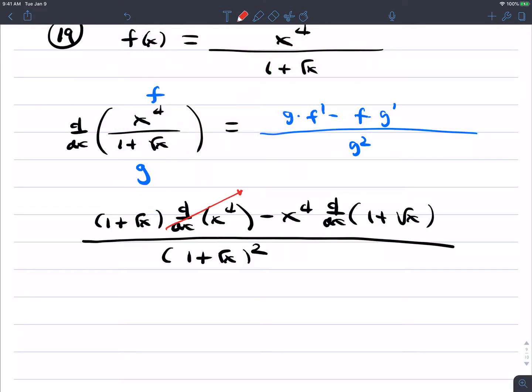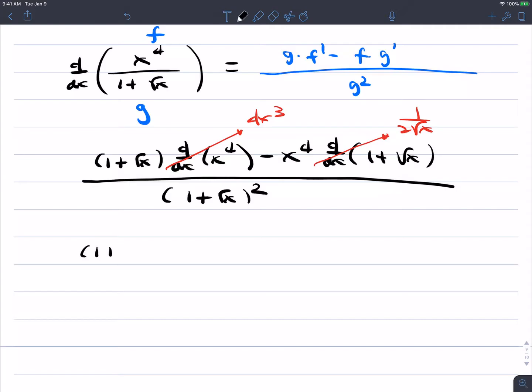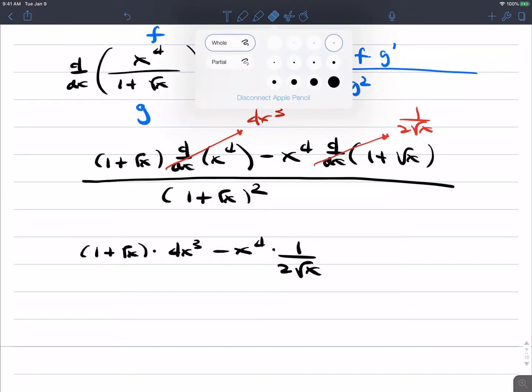So here's what you get. 4x cubed, 1 over 2 times the square root of x. So 1 plus the square root of x times 4x cubed minus x to the fourth times 1 over 2 square root of x. Now notice what this really gives us. We can actually directly write this way. We could just simply put this over 2 times the square root of x.